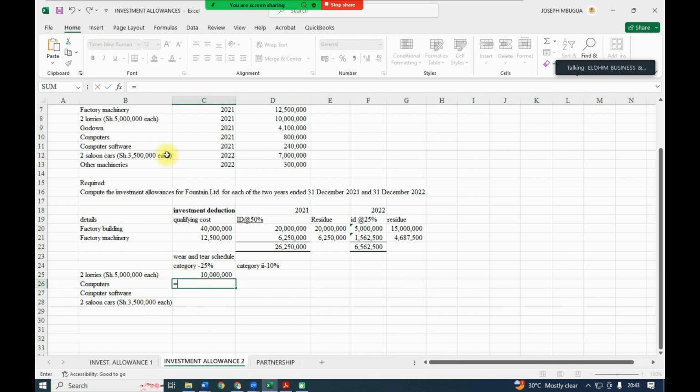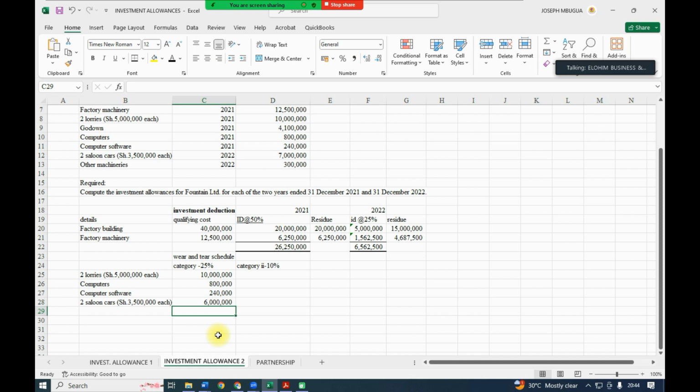So computer and software the same. Computer and computer software are in the same category. For the saloon car, we have said the restricted value is 3 million. 3 million, so 2 of them will be 6 million. Remember here they had added at 3 point, but you'll find that reduced to 0. Yeah, 6 million, 3 million each is what is restricted, which gives you the 6 million.